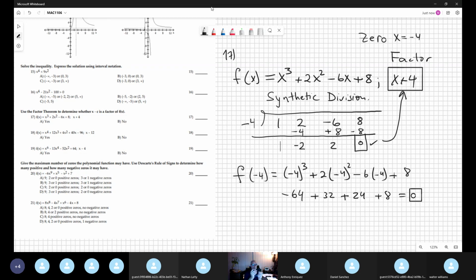So 18 and 19 is the same. Do you want to do it or no? Yes or no? You let me know. 18 and 19, it's similar. It's the same idea. Do you want to do it or no? You can go to 20. We skip 18 and 19. Yes, we can skip, since it's the same.